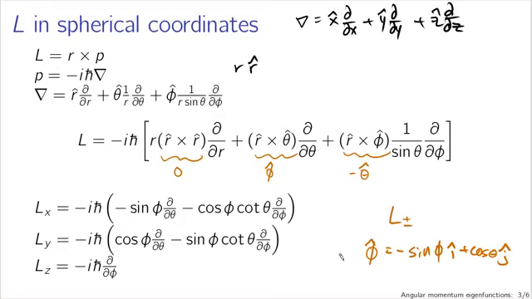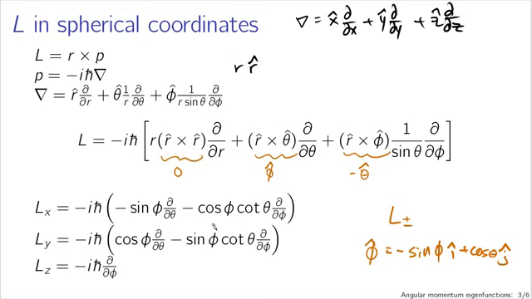At any rate, substituting in this expression, for instance, for phi hat, and a similar expression for theta hat, you can identify the I hat component of L, the x component of the angular momentum. And when you do that, this is what you're left with. So the x component of the angular momentum has derivatives with respect to both theta and phi.